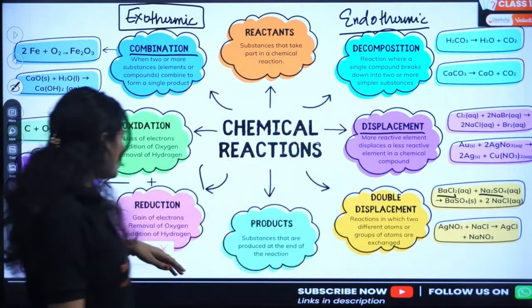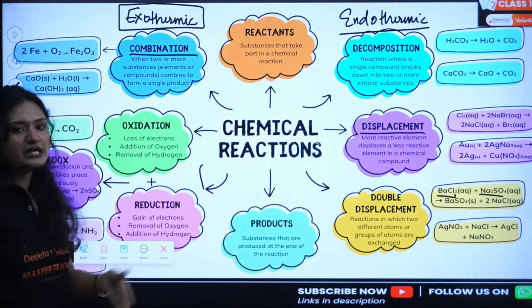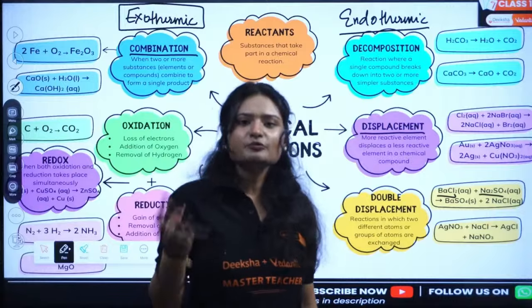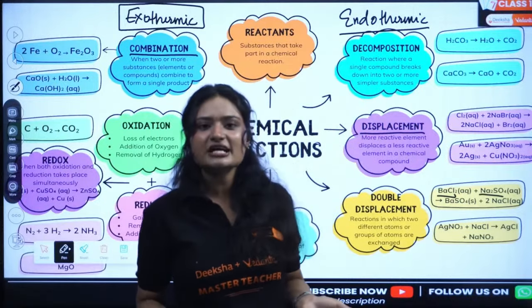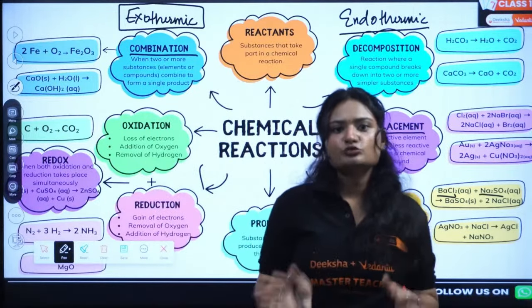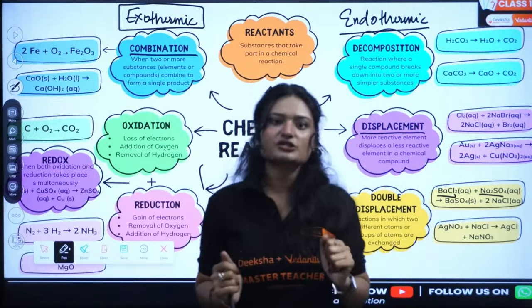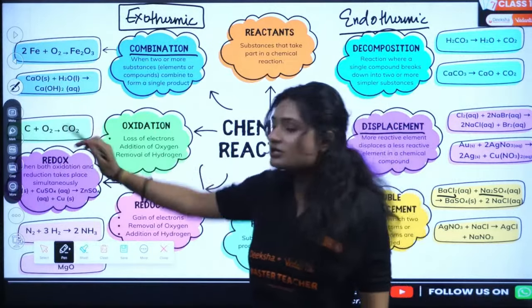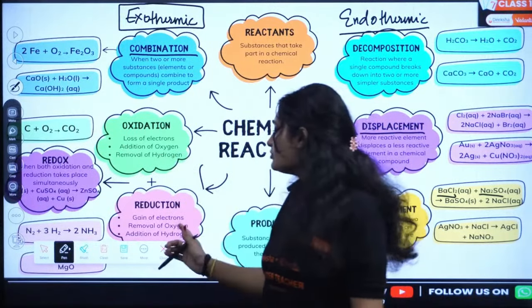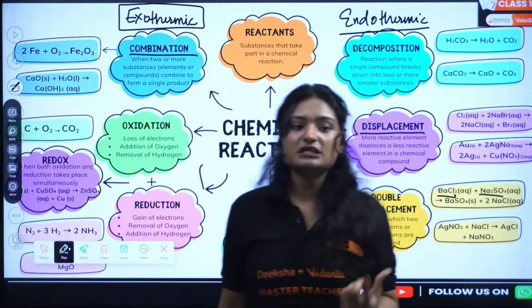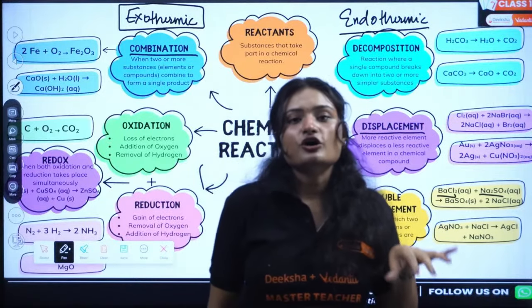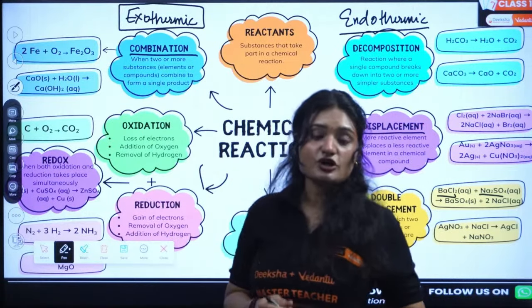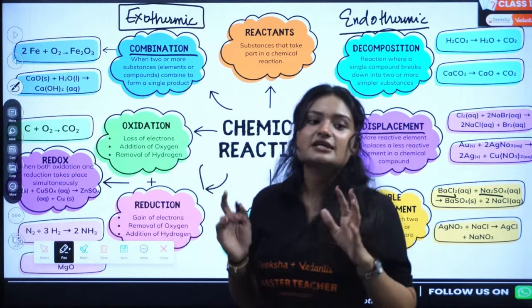Okay. Moving on. Next type is the oxidation reaction. What is an oxidation reaction? Addition of oxygen or removal of hydrogen is called an oxidation reaction. For example, in this reaction, oxygen is getting added, so it is an oxidation reaction. What about a reduction reaction? Reduction means removal of oxygen or addition of hydrogen.